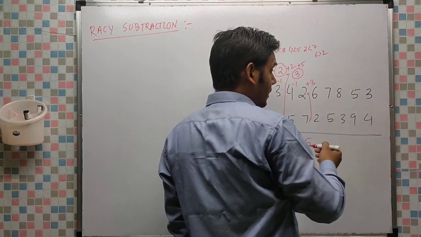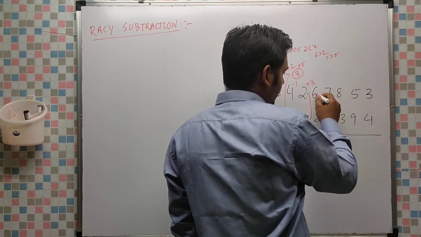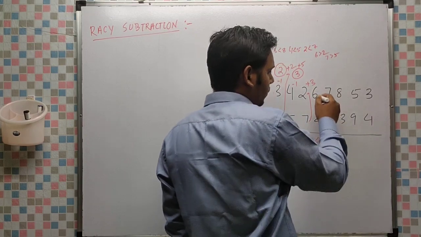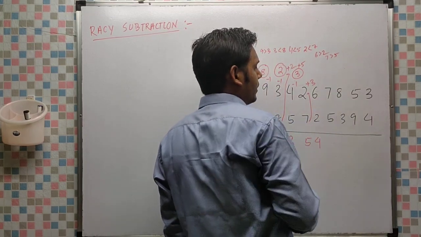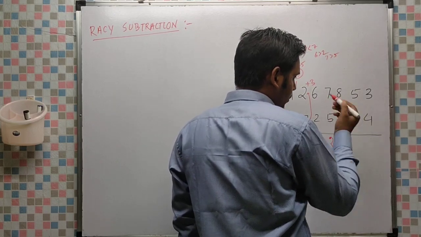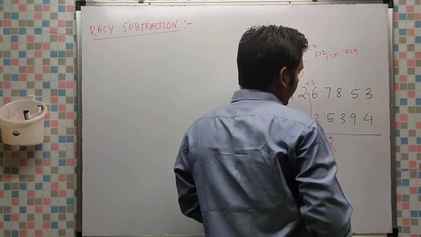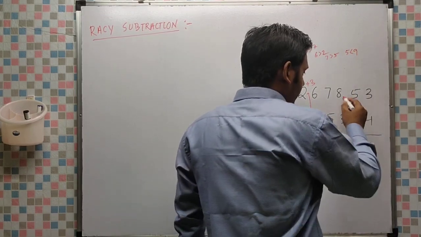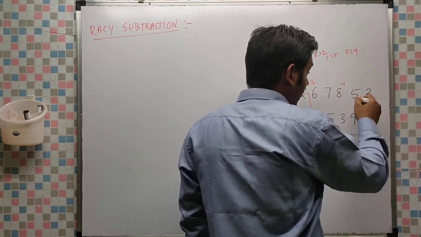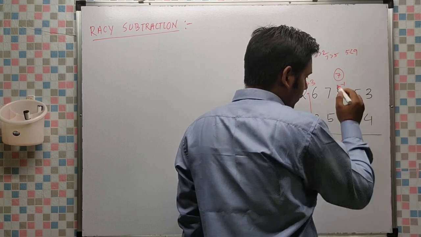Next, 7 is greater than 5. So what you have to do? 6 minus 2, that is 4, directly possible. And 7 is also greater than 5, 8 is greater than 3, so 7 minus 5, that is 2. Now 5 is less than 9. So what you have to do? 8 will be decreased by 1, 7. 7 minus 3, that is 4.